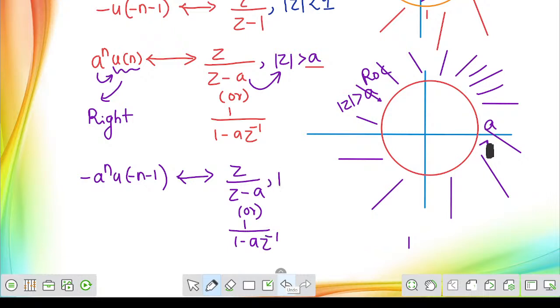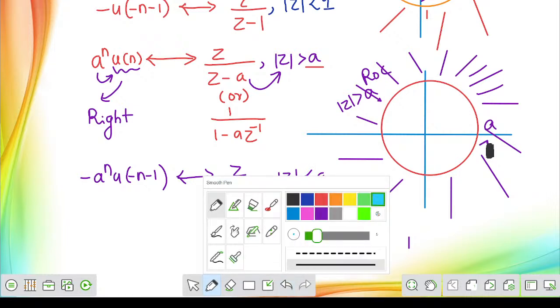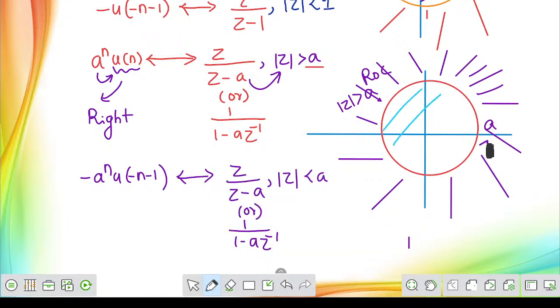But its region of convergence, mod z, will become less than a. That is the most important point that you must observe here. So this zone will be your region of convergence. It is less than a. So this is right side. Above a is called right-sided sequence. Below a is called left-sided sequence. This is how we are framing ROC, region of convergence. It is very simple, sir.